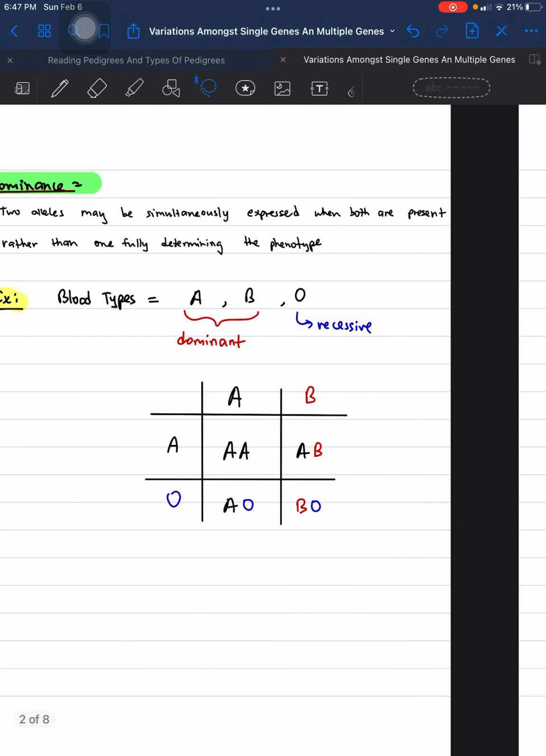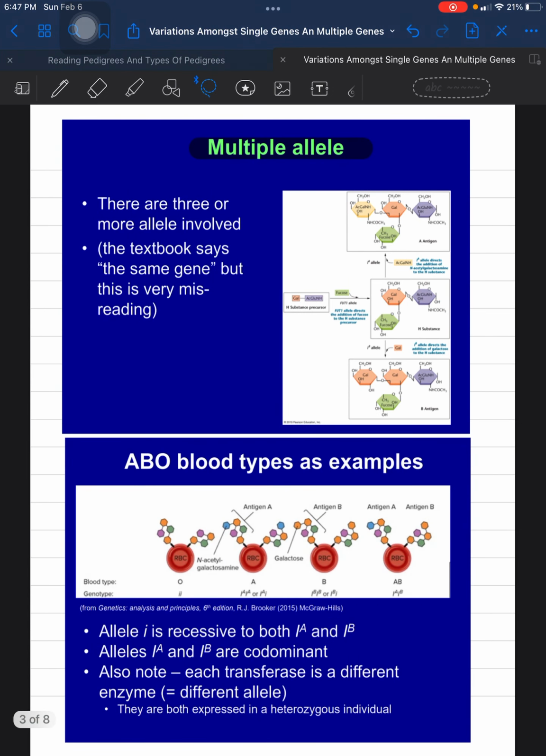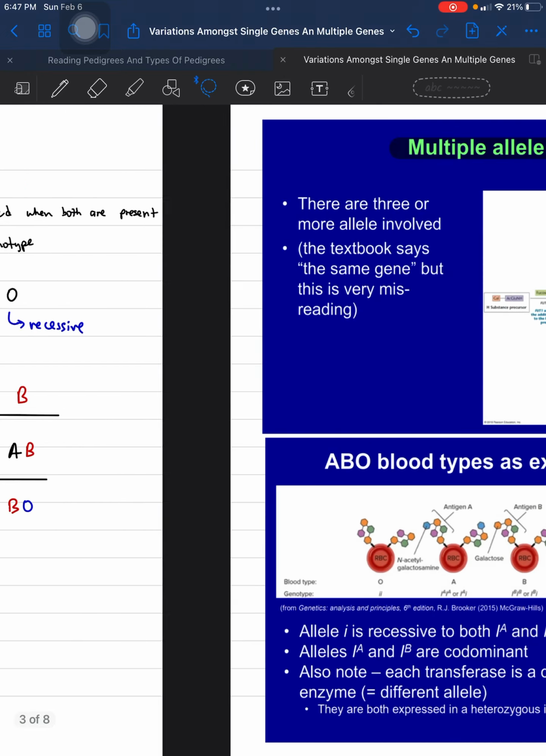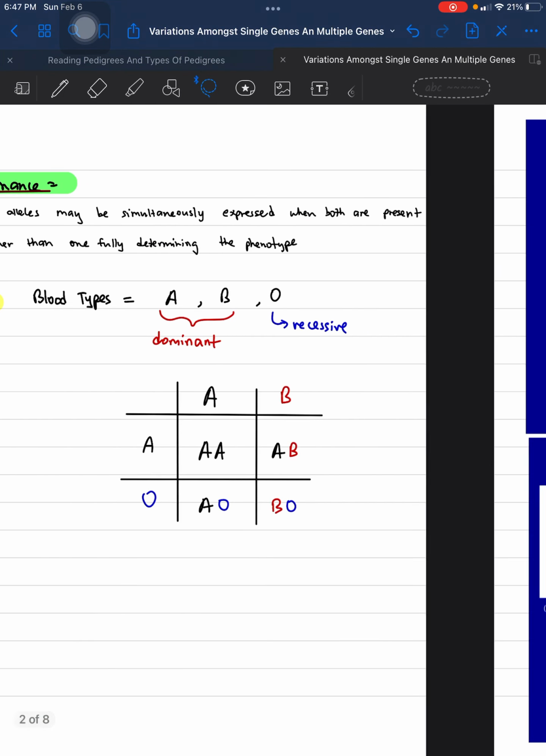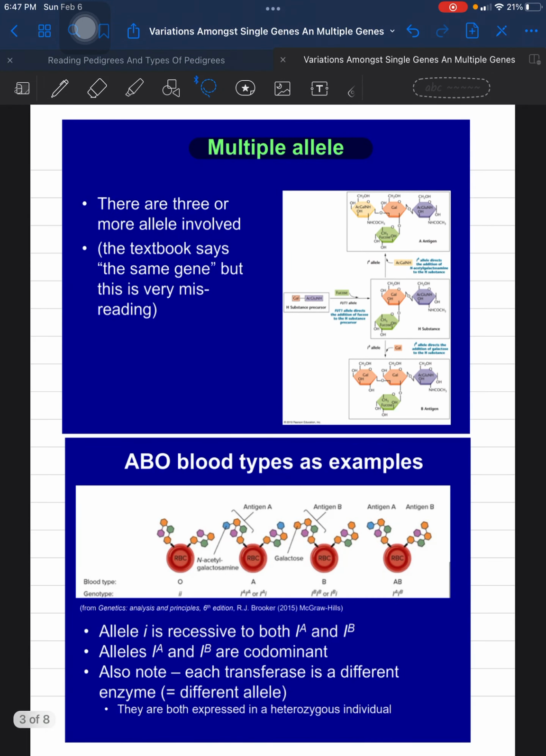And codominant blood types can also be an example of multiple alleles, where there are 3 or more alleles involved, right? So ABO blood type is another example of that, where multiple alleles are involved, and there's codominance involved. Basically, multiple alleles and codominance can be looked at interchangeably, and it's the same example, ABO blood types.